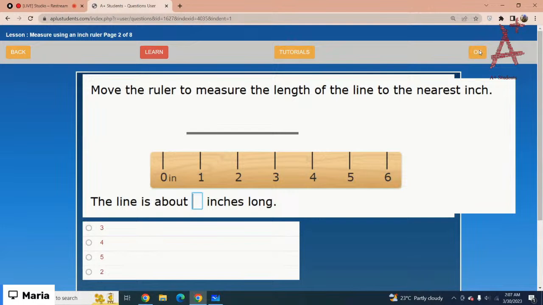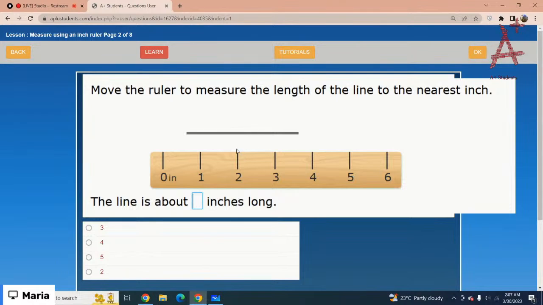Okay, move the ruler to measure the length of the line to the nearest inch. So you're given the line, you have to calculate the length of the line. So basically, you have to place the ruler, you have to line up the ruler with the line. Here you have a 0, so just line up the left end of the line to the 0. And you need to see where the right end of the line is lined up.